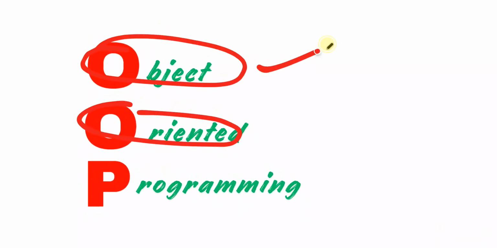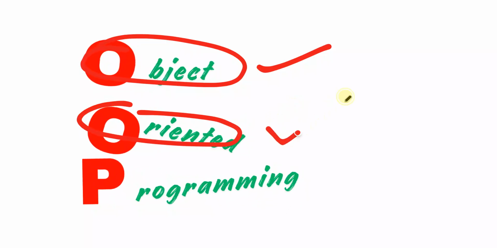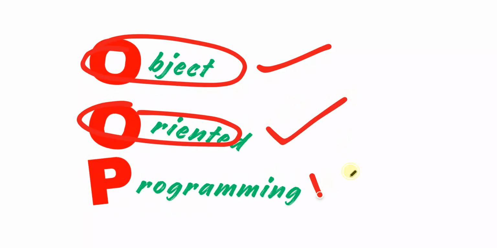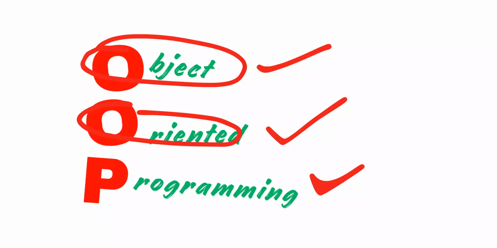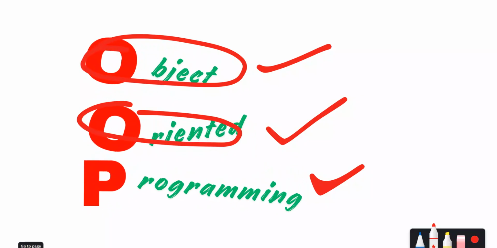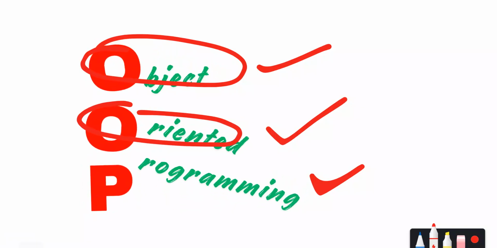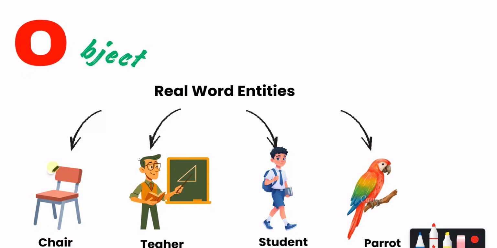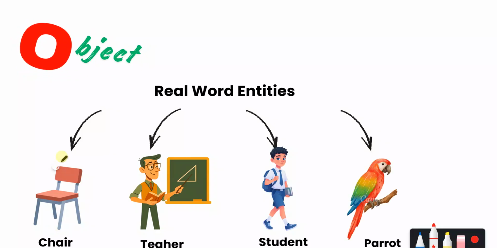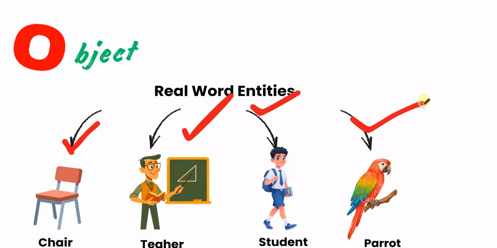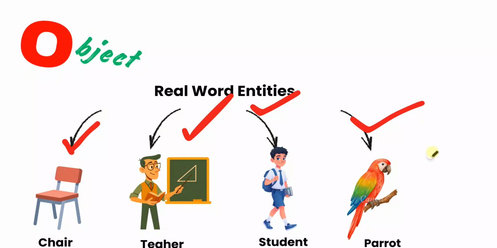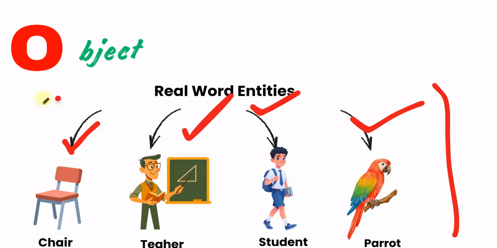So object-oriented programming means programming in which we are centered on the object rather than on the functions, as we noticed earlier in the word cloud. Anything around you is an object: the chair in which you are sitting, the teacher, the students, the birds, the screen in front of you, the mobile phone, the laptop. Anything which you can see around you is an object.